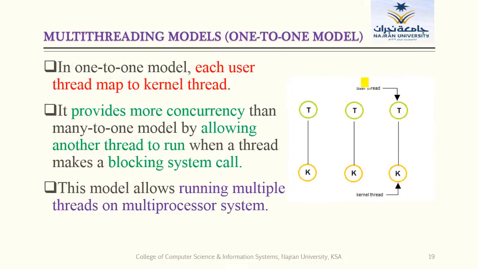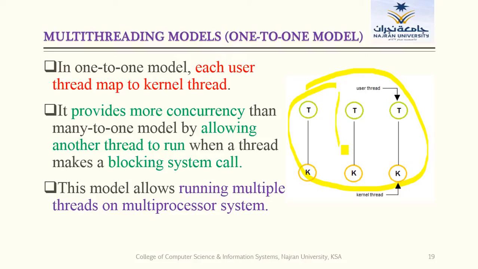In the one-to-one model, for each user-level thread we have a separate kernel thread. The main difference between the many-to-one model and the one-to-one model is that in many-to-one we have only one kernel thread. Here the number of kernel threads is according to the number of user threads. If we have three user threads, there will be three kernel threads; if we have four user threads, four kernel threads. This model is better than the many-to-one model, because if one thread is blocked, it will not affect the other threads; they will work.